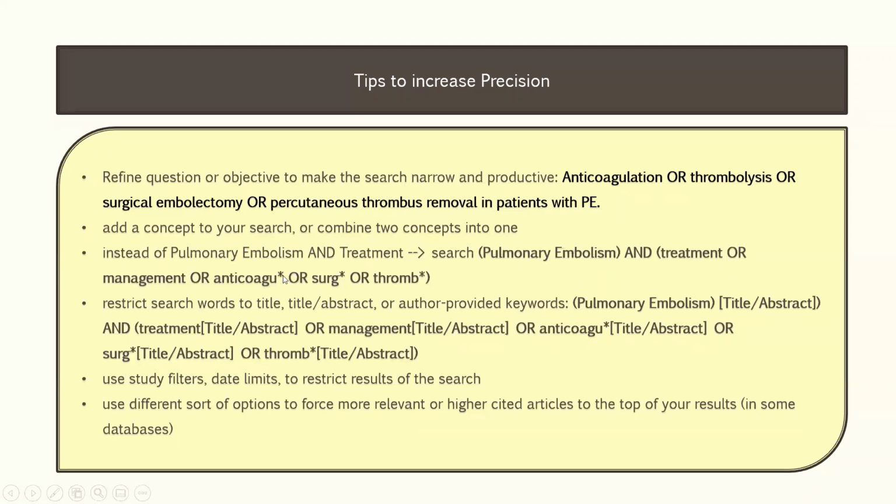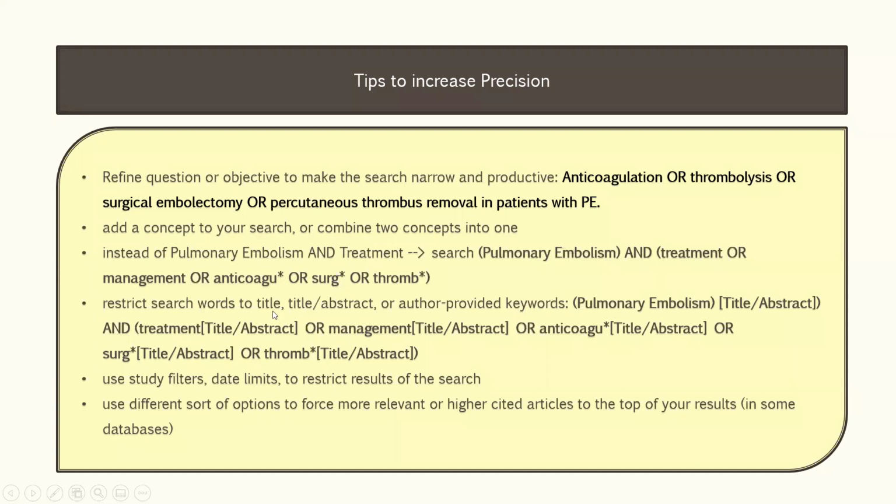Here you will see another use of truncation, where I have placed an asterisk. I want PubMed to automatically get for me all the articles which include the word anticoagulants, anticoagulation, anticoagulant therapy, and surgical embolectomy, surgery, surgical removal, and similarly for thrombus, thrombectomy, thrombolysis.